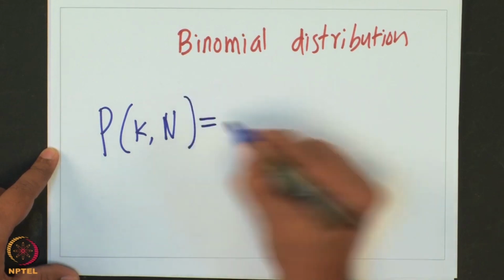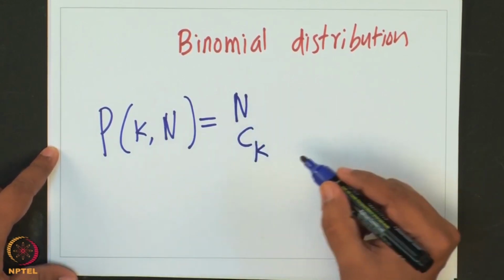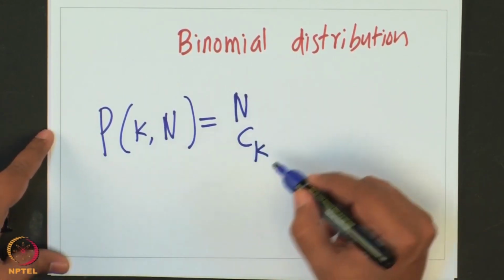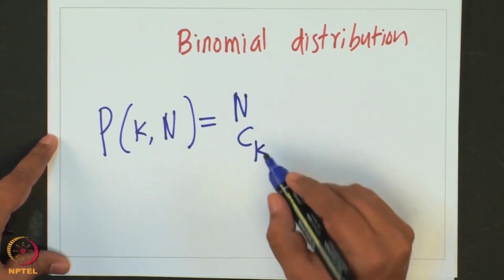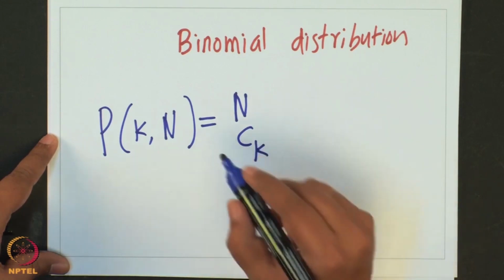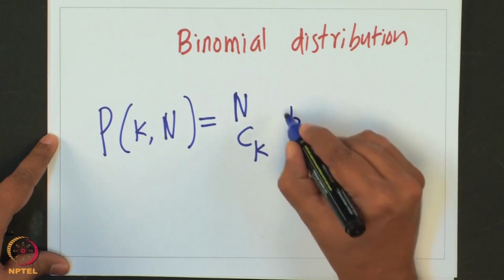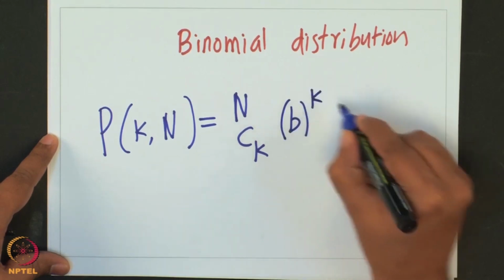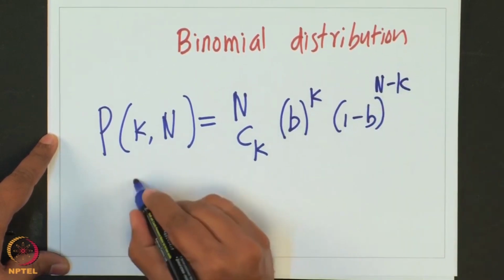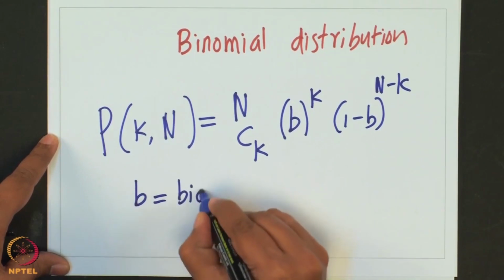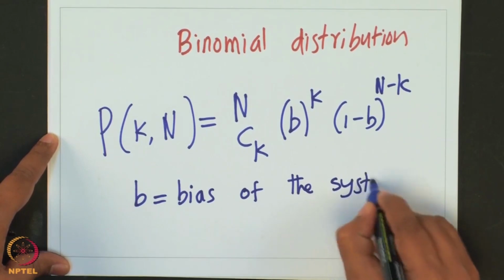The probability of getting k yes answers is given by nCk. nCk is the combination, n choose k, and some of you have heard this in school. nCk, n choose k, times a parameter which is called b, b to the power k, times 1 minus b to the power n minus k. B is the bias of the system. And what is b? I will explain what b is.